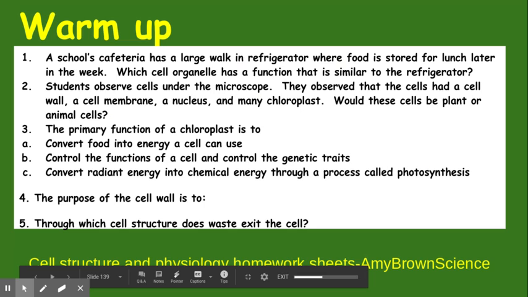All right, so our warm up today. A school's cafeteria has a large walk in refrigerator where food is stored for lunch later in the week. Which cell organelle has the function similar to that of a refrigerator? So it's a large place to store food.